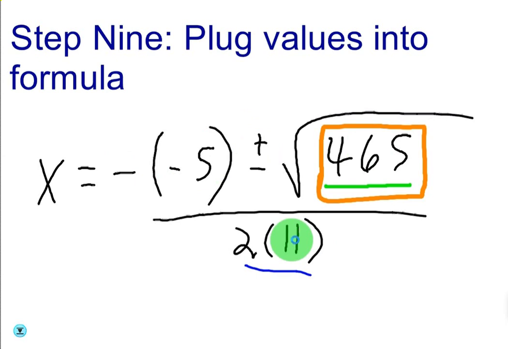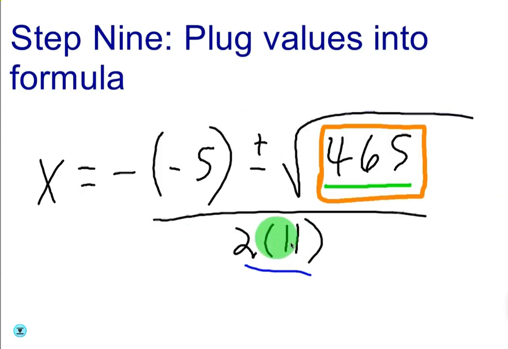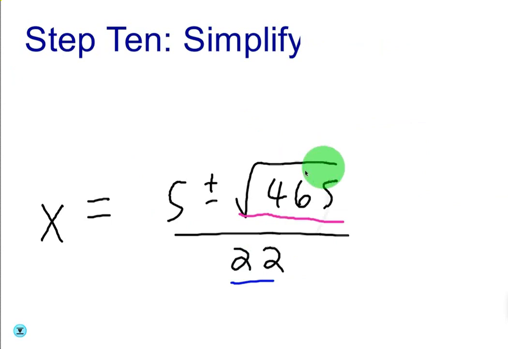So next step is to simplify like that. So the negative 5 becomes positive 5. And then 2 times 11 on the bottom becomes 22. And we do need to simplify this, meaning we need to find the biggest perfect square that goes into 465. So what do you guys think?